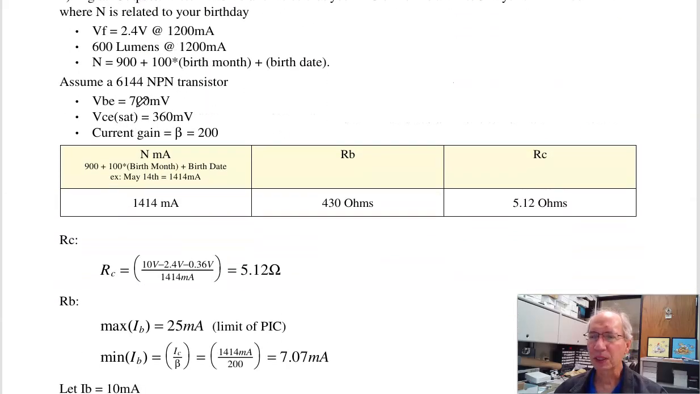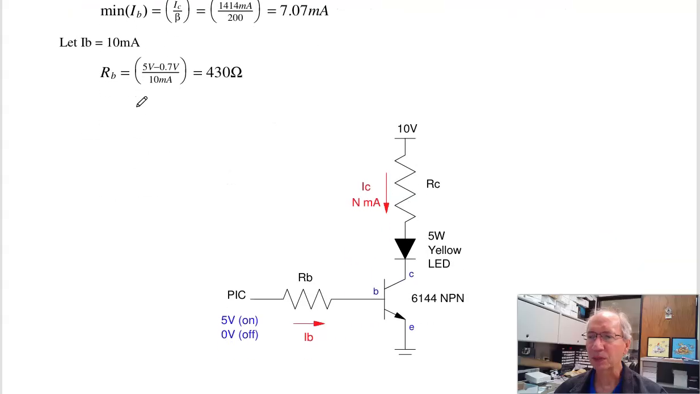Problem 2. This looks at a binary output. Suppose I want to turn on and off a yellow LED at, for me, 14 milliamps. Come up with a circuit so a PIC processor can do that. Well, off is easy. When the output is 0 volts, IB is 0, IC is beta IB, also 0, so 0 is off. That part's easy.